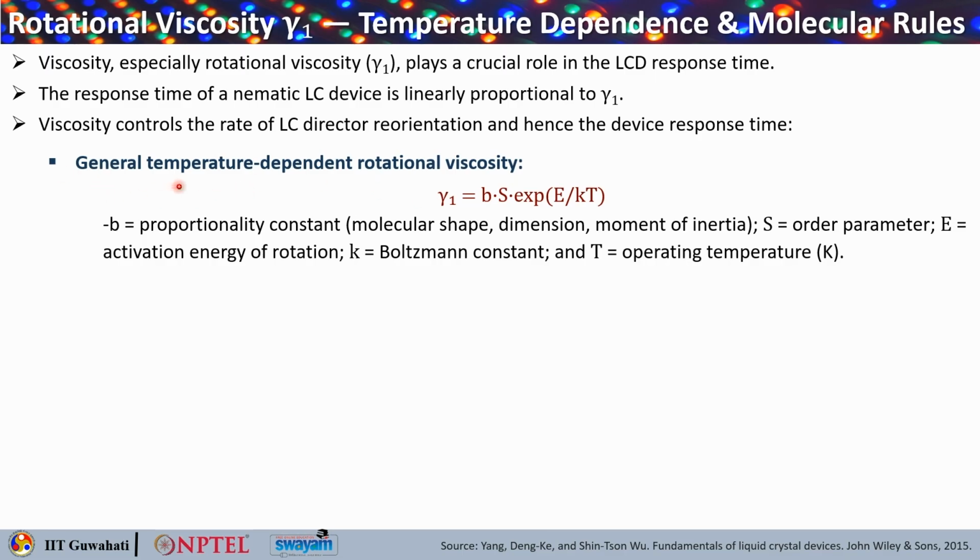And typically there is a temperature dependent term in this viscosity. So, your gamma 1 is basically B times S times exponential of E divided by kT.